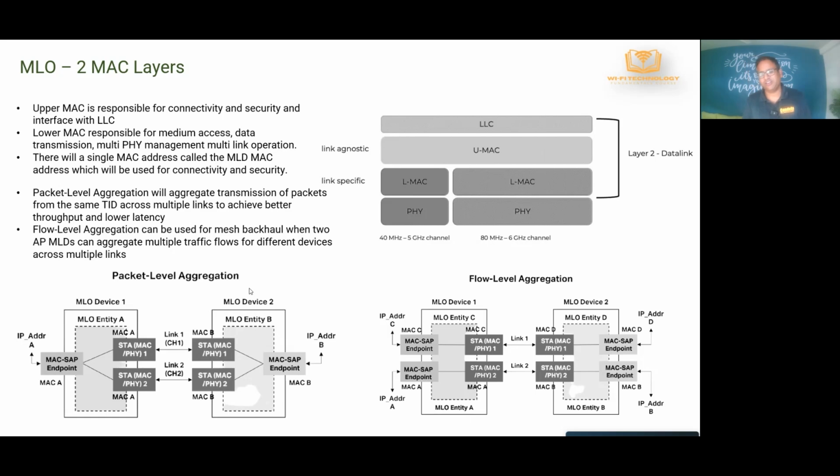This is specifically useful when you're doing mesh backhaul, when MLO device 1 and MLO device 2 are forming a backhaul link, and they are trying to send information across multiple devices, multiple source addresses and multiple destination addresses on the same link. Then you can use one source IP address and one destination IP address traffic flow to go through one link, and another source and destination IP address pair to go through another link simultaneously. This is also where you're improving your throughput. There are multiple methods that can be used here.